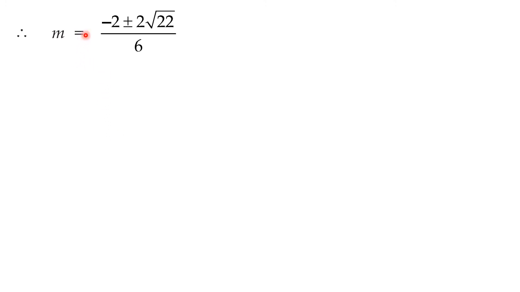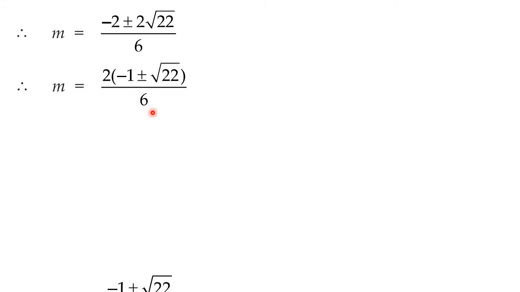So m is equal to minus 2 plus or minus 2 root 22 upon 6. Now see, in the numerator you can see that 2 is common. So take out that 2 as common. And inside the bracket we will get minus 1 plus or minus under root 22 divided by 6. Now this 2 and 6 are in multiplication form, so you can cancel them. 2 1s are 2 and 2 3s are 6. So the value of m you will get as minus 1 plus or minus under root 22 divided by 3.